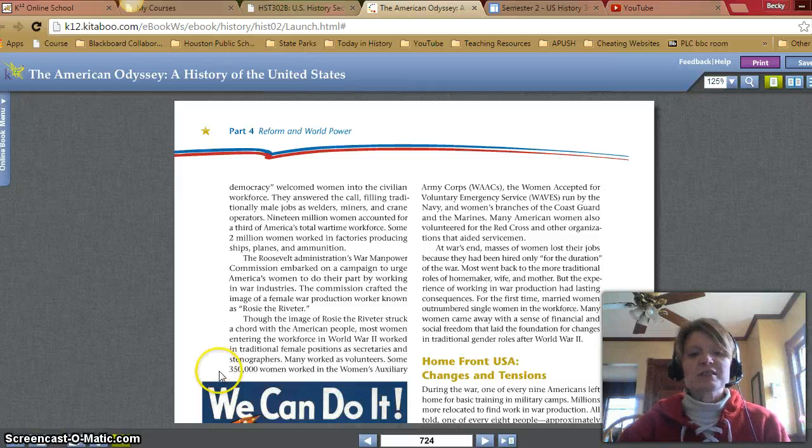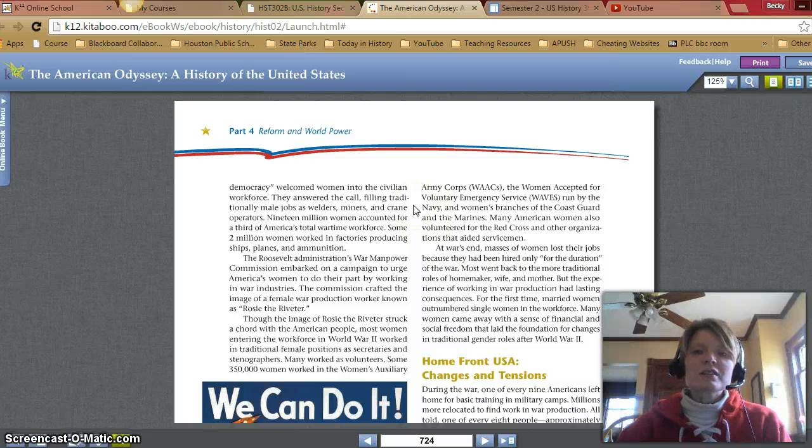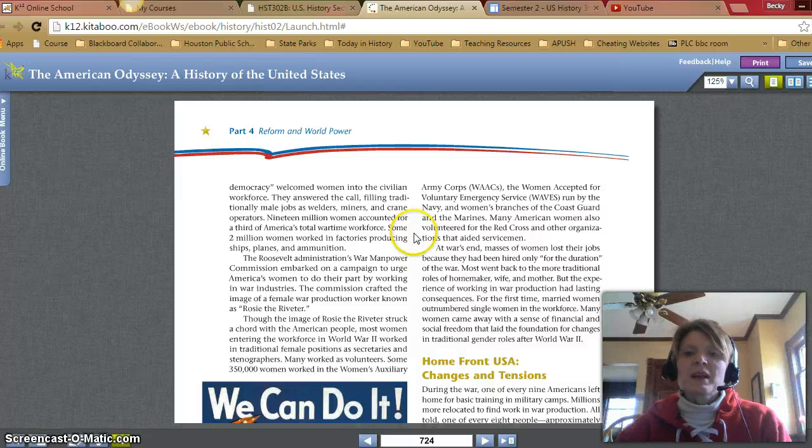Many worked as volunteers. Some 350,000 women worked in the Women's Auxiliary Army Corps, WACS, the Women's Accepted for Voluntary Emergency Service, WAVES, run by the Navy, and women's branches of the Coast Guard and the Marines. Many American women also volunteered for the Red Cross and other organizations that aided servicemen.